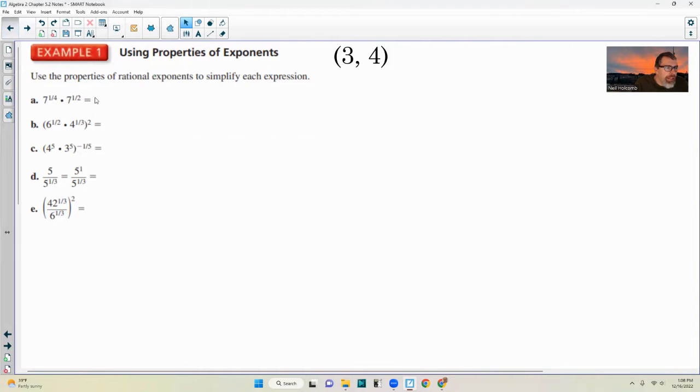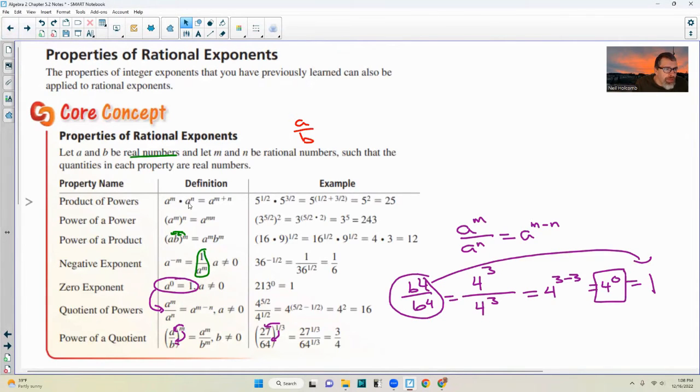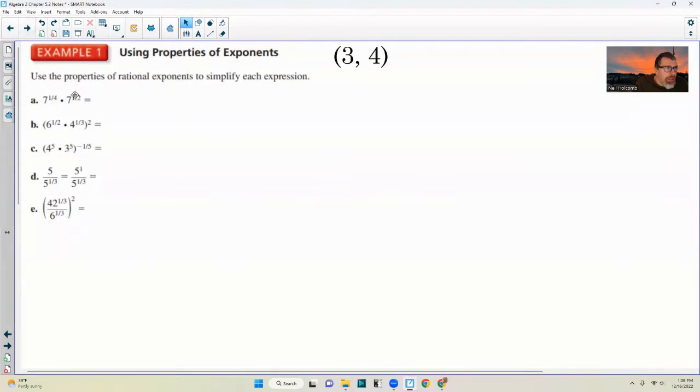Now, let me go back and point something out to you. Notice how these are all A's, and here's an A times B. But when we have these rules, the base A has to be the same. So going back to here, 7 and 7 is the same base, so I can do these rules. If this was 7 and this was 3, I can't apply the rules because the bases are not equal. We have two different values, A and B. But if they're equal, like 7, then we can take the rule.